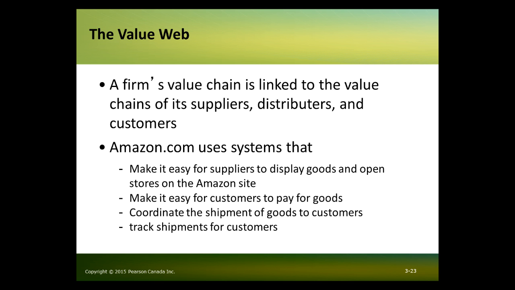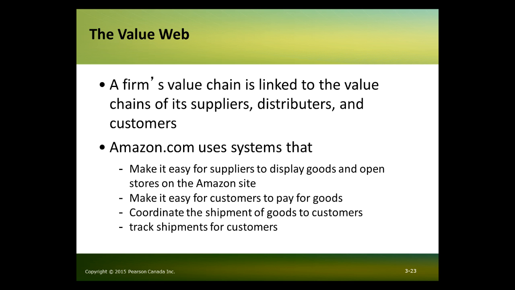So on the one hand, we want this. On the other hand, we've got to be careful that we don't make the organization irrelevant in the middle. So Amazon.com uses a system that makes it easy for the suppliers to display goods and open stores on Amazon's site. Now, Amazon has a store itself. Why would they make it easier for others to compete with them? Well, they've got this great platform for opening stores. Yes, there's going to be stores that sell the same things they sell.